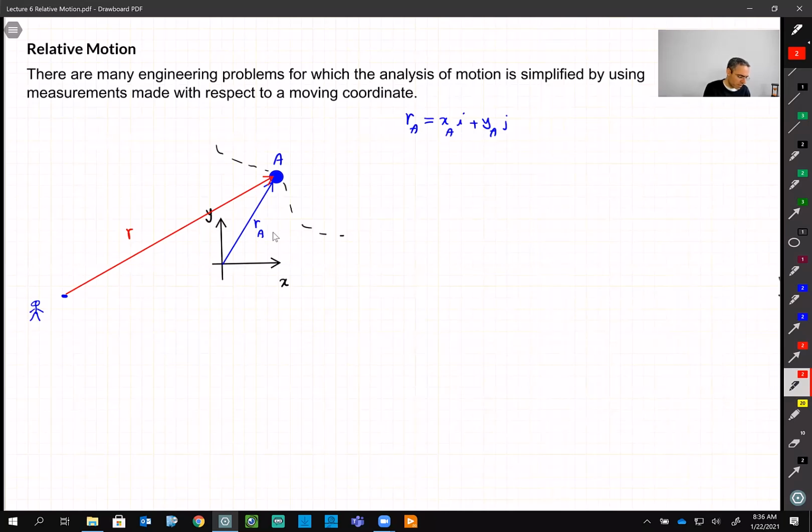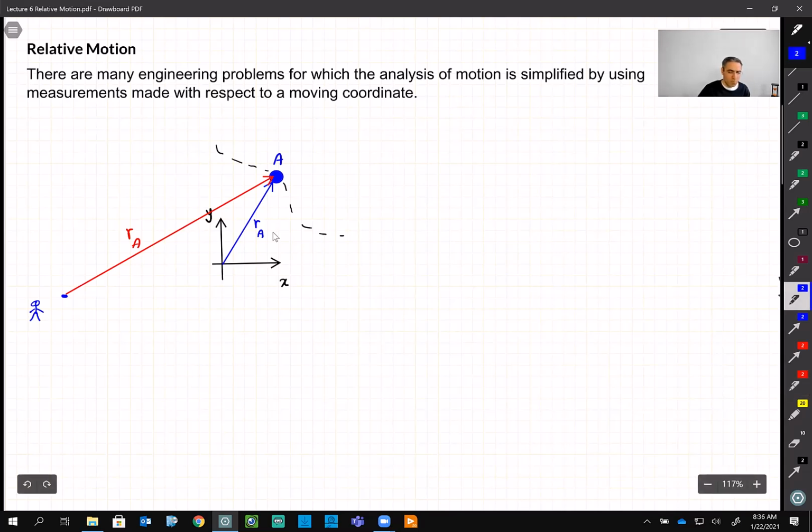Oh, let me correct myself here. This is not RA. Let's move back, guys. Okay, this is RA, information for point A. So let's move back one more time. So this is not RA then. I'll tell you what it is. So this is point A. We have X and Y, and we have all the information. Let's call it R. We have R dot and we have R double dot.